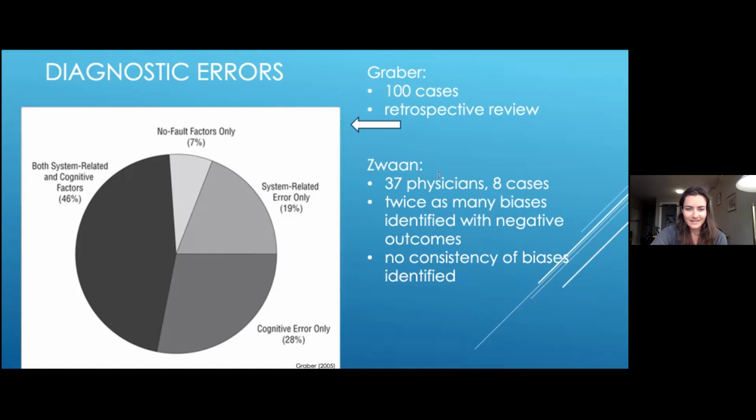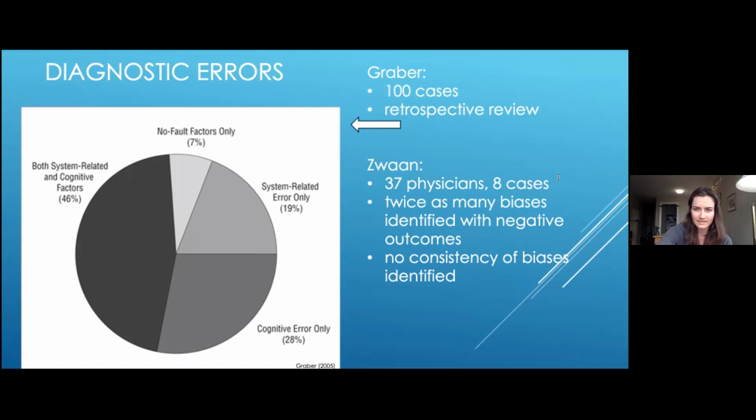Somebody did another study a few years later. Here, they took 37 doctors, they gave them 8 cases, and in each of the cases, there were basically 2 diagnoses that, based on the case prompt, could be either or. And then they finished the case by having it be one or the other. Meanwhile, the doctor in the case had made a choice. So half the time the doctor had made the right choice, half the time the wrong choice. And they asked them at the end, did a bias come into play here? And if so, which bias?